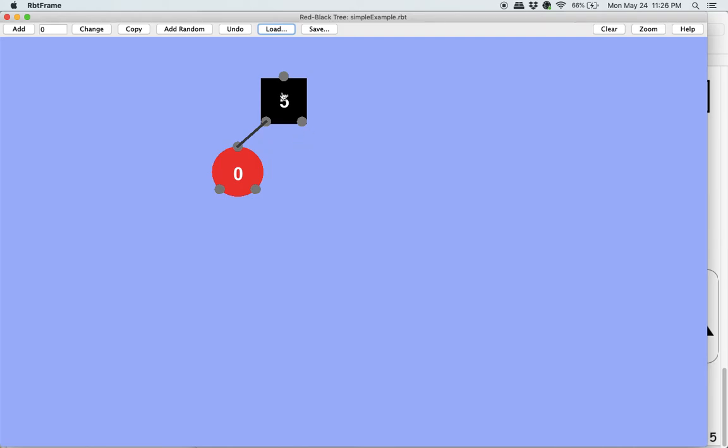Next thing I do is I want to delete the 5. It's got a single child, so I do the single child replacement. And now I have just the 0 here. If I delete that, it makes the tree empty.